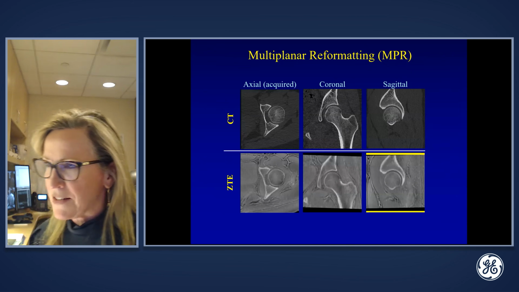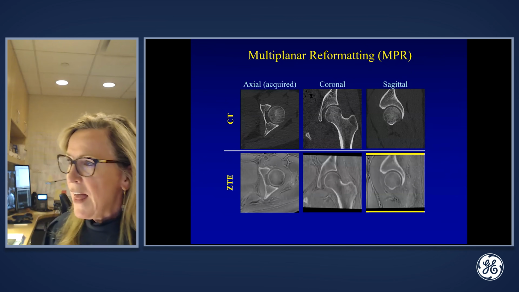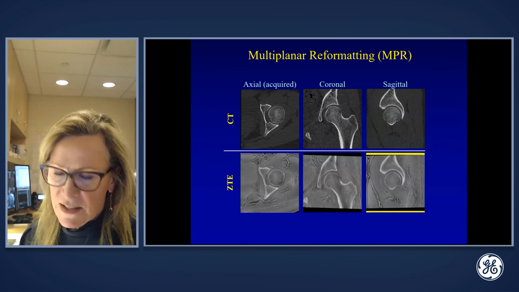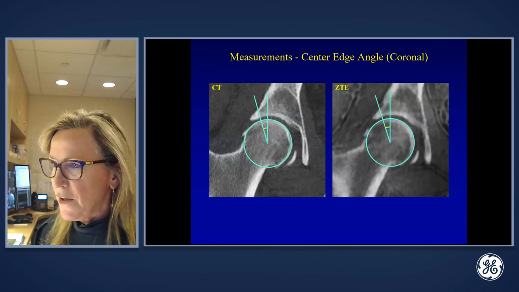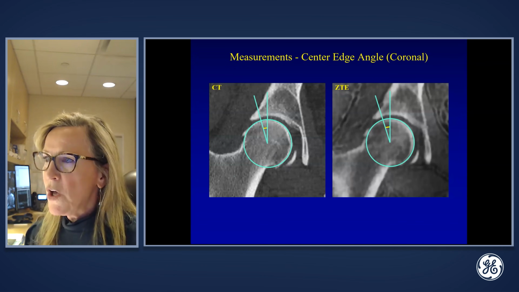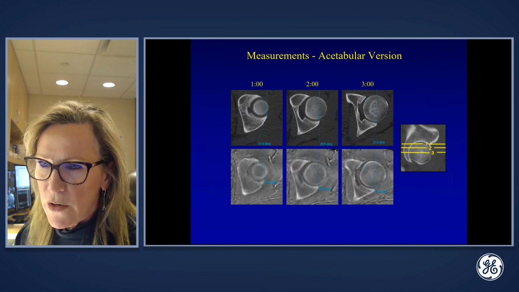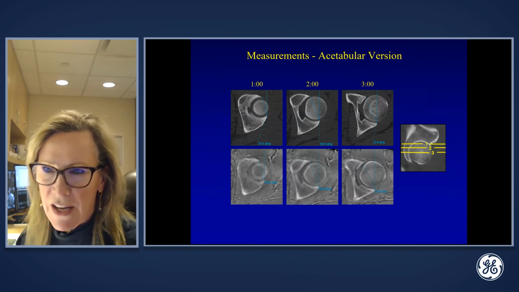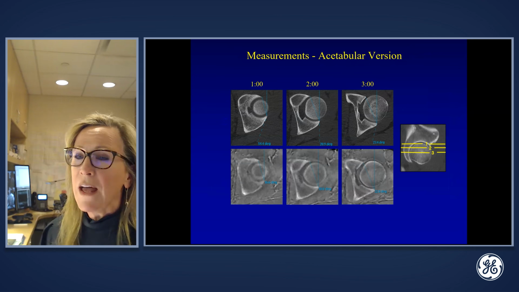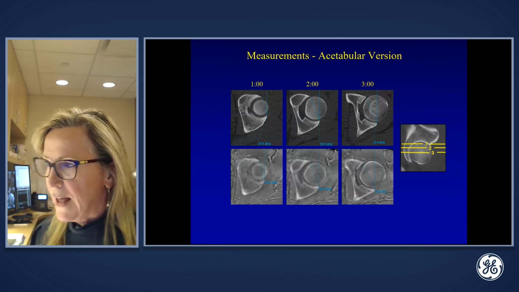So here we have the axial acquired, we can get sagittal and coronal images, and this is similar to the reformations the other speakers have shown. We can get center edge angle, we can get acetabular version at 1, 2, and 3 o'clock, and this is standard off of our CT algorithm. Now we're just doing it all on MR.